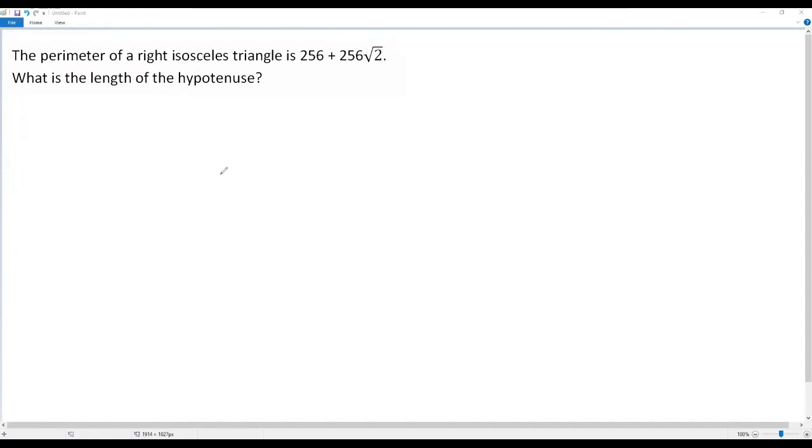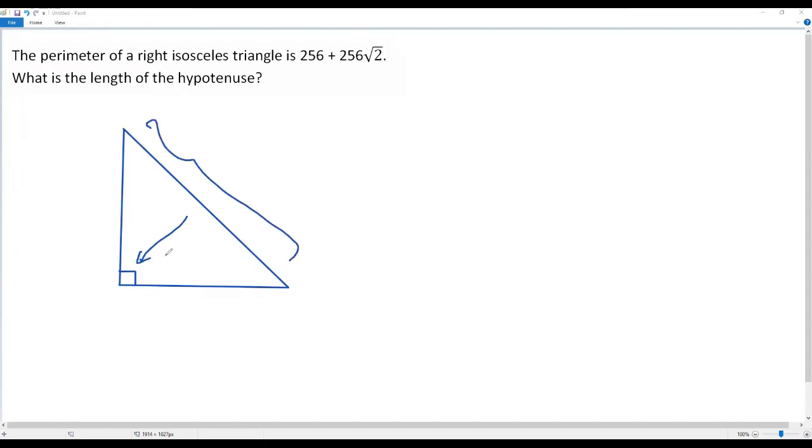Okay, first let me draw a right isosceles triangle. In this right triangle, this side is the hypotenuse because it is opposite to the right angle. Since this is a right isosceles triangle, two of the sides must be equal in length. In any right triangle, the hypotenuse is the longer side, so the lengths of this leg and this leg must be equal because this is a right isosceles triangle. Okay, now let me mark it.